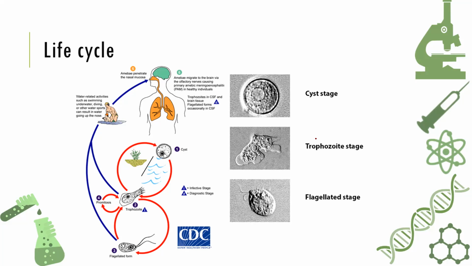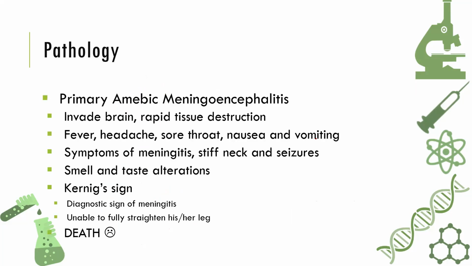Remember that the amoeboid trophozoite is the infective stage to humans, and there will be someone who will swim and enter through the nasal mucosa, penetrate the mucosa, and then the amoeboid migrates into the brain via the olfactory nerves, causing primary amebic meningoencephalitis. Trophozoites can be seen in the CSF and brain tissues, flagellated forms occasionally in CSF.